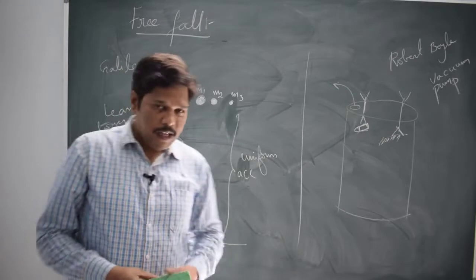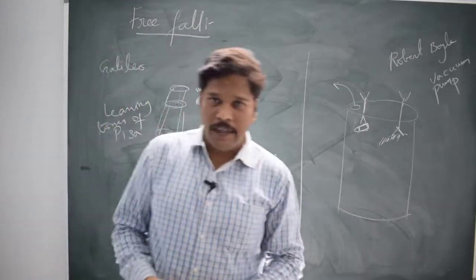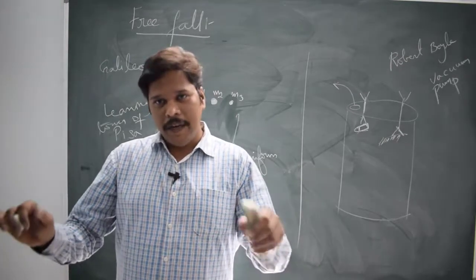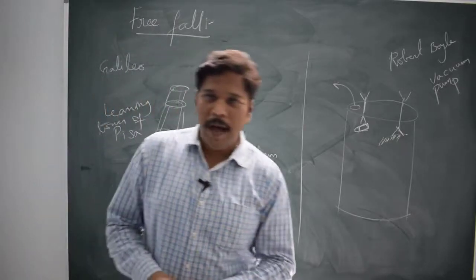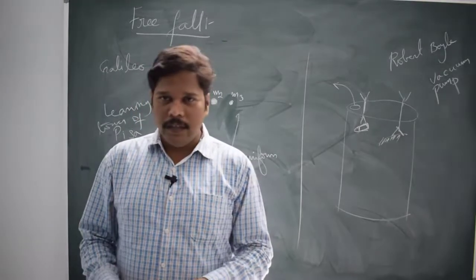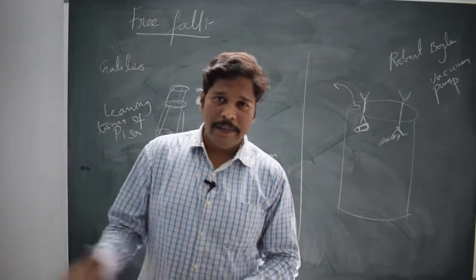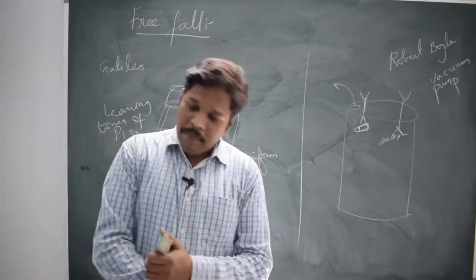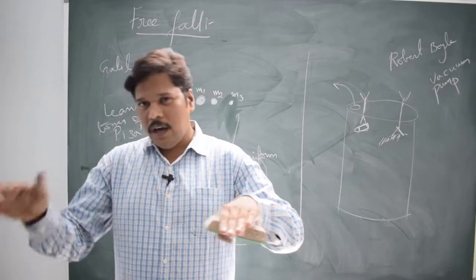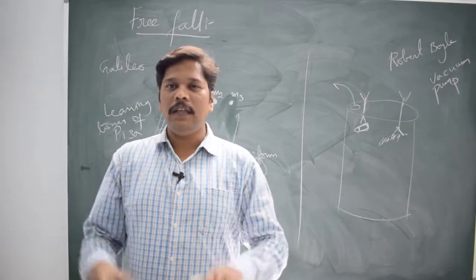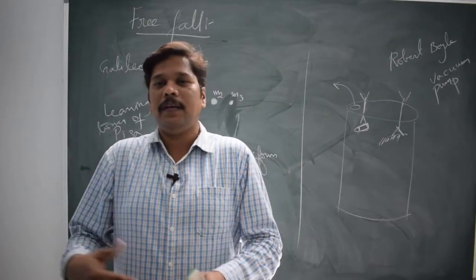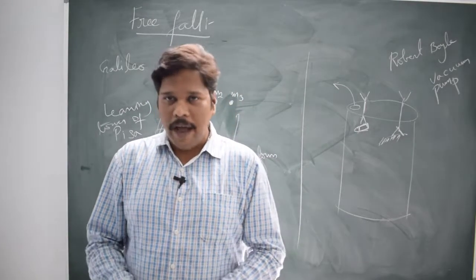But what is the reason for the lighter body reaching later? If we try this with a paper and a pen, we will find that the pen reaches faster than the paper. Actually both paper and pen should experience the same acceleration, but why is it not happening so? It is not happening because of the air resistance. If we completely remove the air, then all the objects, whether heavy or lighter, when they are left, are going to reach the earth at the same time with the same speed, and they undergo the same acceleration.